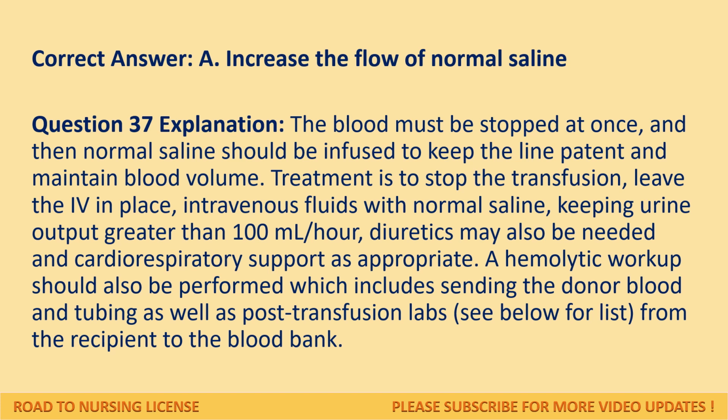Question 37 Explanation: The blood must be stopped at once, and then normal saline should be infused to keep the line patent and maintain blood volume. Treatment is to stop the transfusion, leave the IV in place, and give intravenous fluids with normal saline, keeping urine output greater than 100 milliliters/hour. Diuretics may also be needed and cardiorespiratory support is appropriate. A hemolytic workup should also be performed, which includes sending the donor blood and tubing as well as post-transfusion labs, see below for a list, from the recipient to the blood bank.